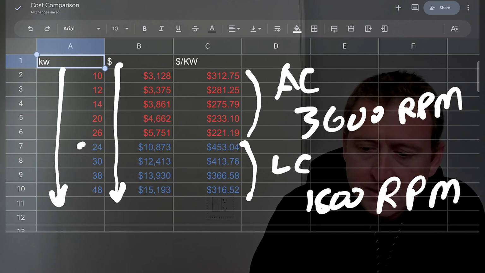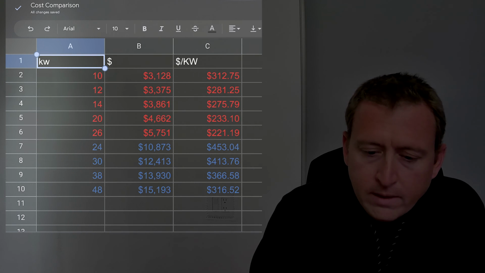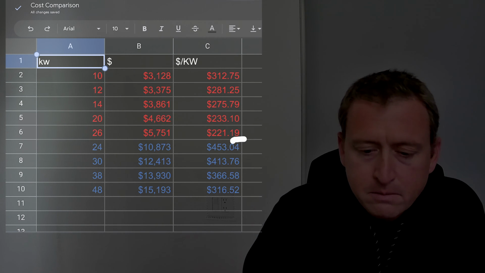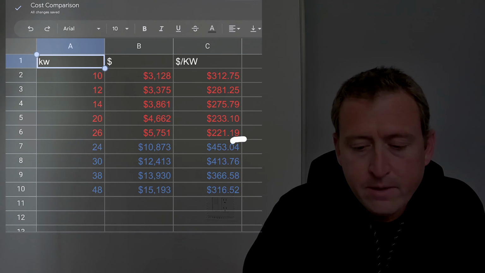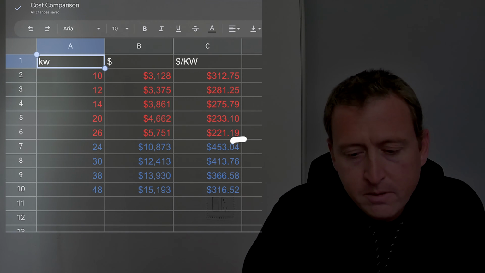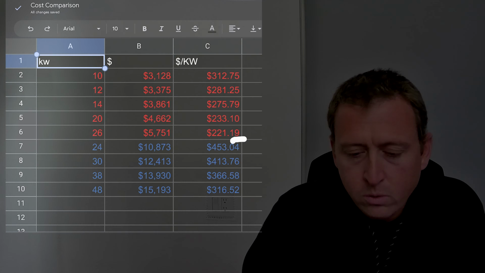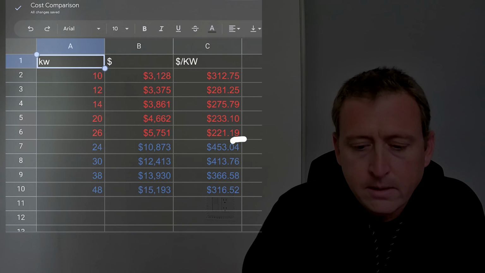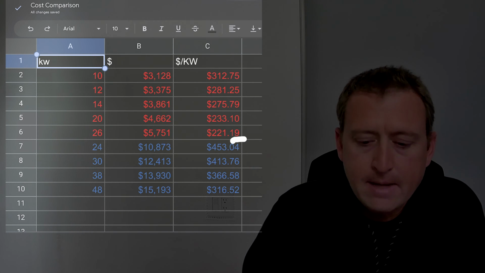So looking at column C, we can see that right between the red and the blue, the price jumps a lot. This column C, I'm basically calling dollars per kilowatt. So how much is it costing for every additional kilowatt that you want? And we can see the jump right there between the air cooled and the liquid cooled. Essentially the liquid cooled is just a lot better built, more reliable, and so it costs more per kilowatt once you get into the 1800 RPM class.